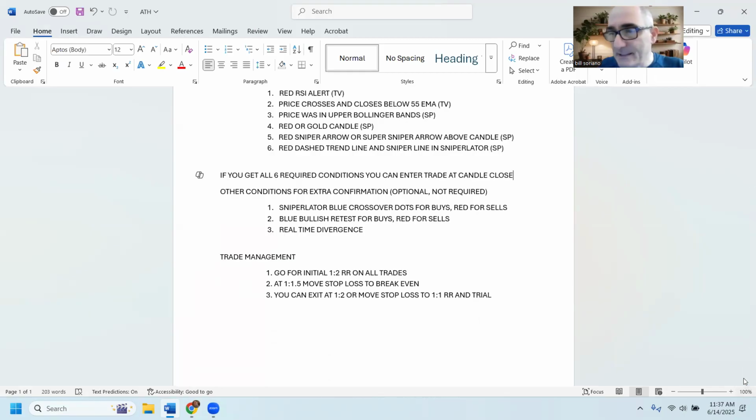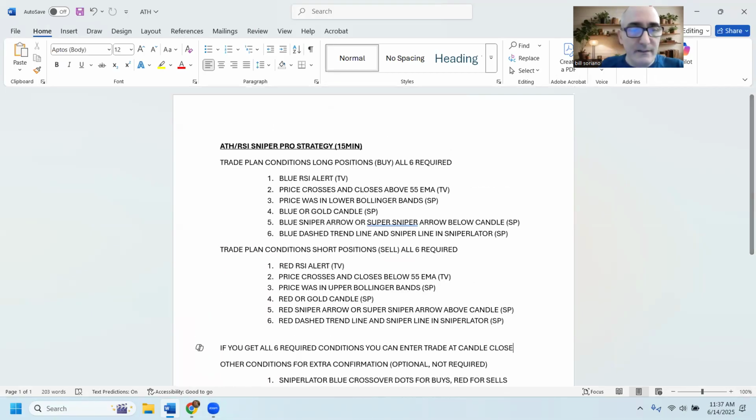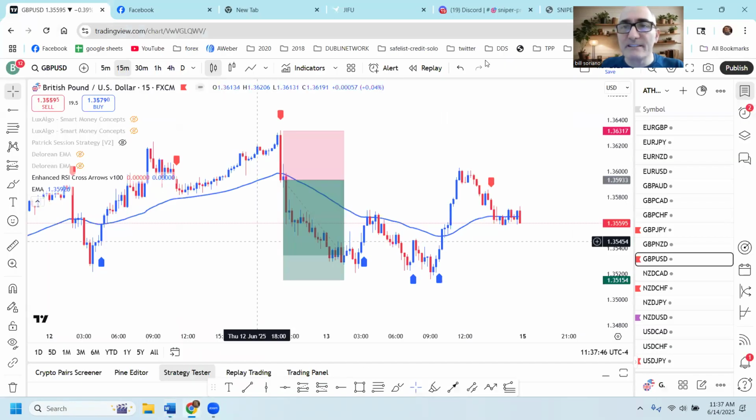So guys, this is the strategy. This is our community's strategy right now. This is the main one, and everyone's having success with this, guys.